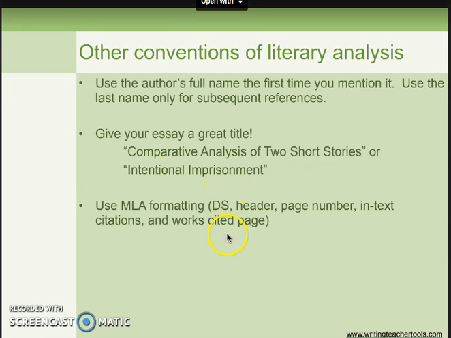So, play with that, and then make sure you're using MLA formatting. So, double space. Make sure you have your proper MLA header, your page numbers, your in-text citations, and your works cited page. The works cited page for this essay will just contain your two primary sources, so your two stories or your two poems or whichever works of fiction you're using. If you need a refresher on MLA, make sure you go and grab that link in the additional resources so you can review MLA formatting.